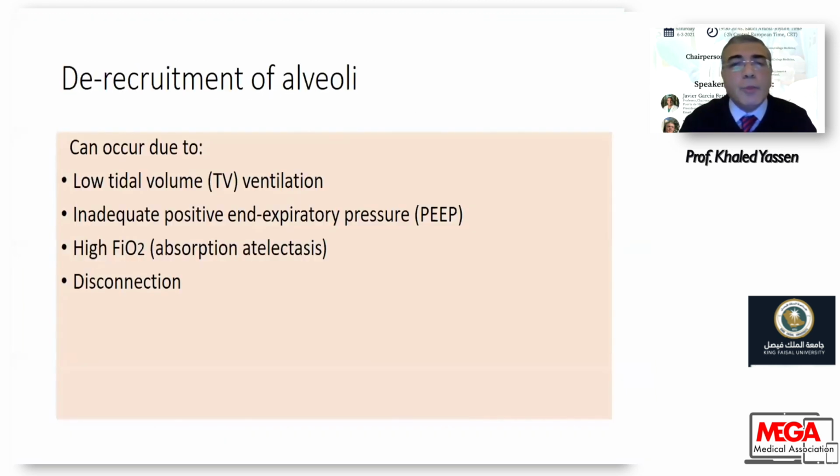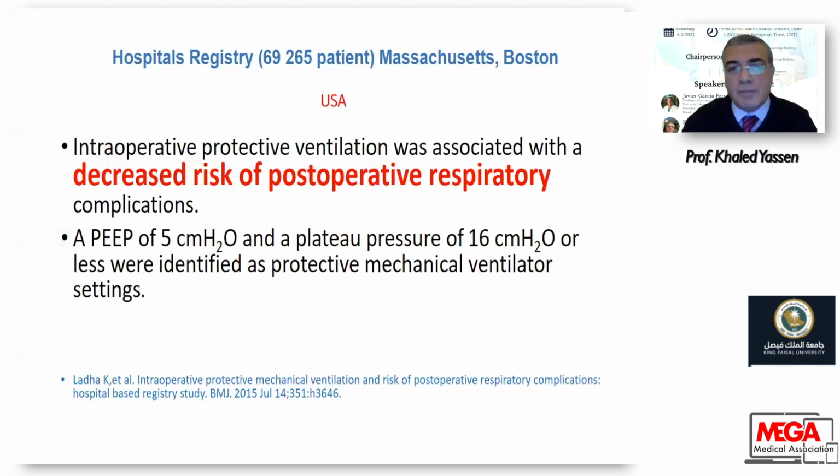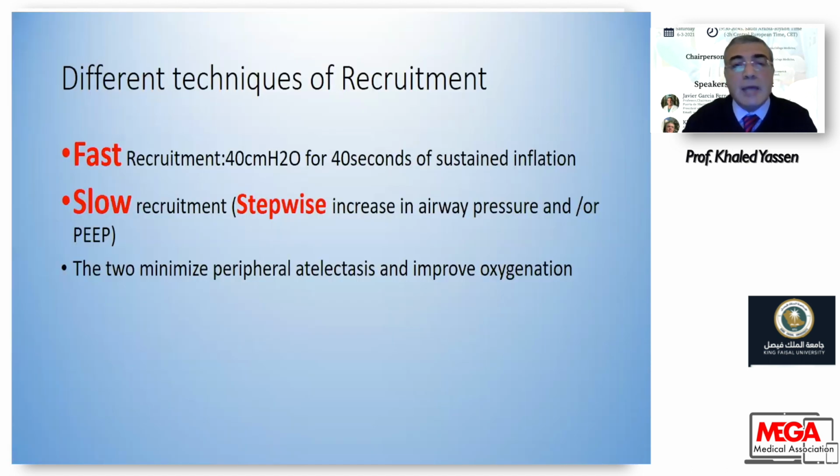The recruitment of alveoli, how can it happen during surgery? If you are giving low tidal volumes, if you don't have an adequate PEEP pressure, if you are using high oxygen concentrations, you can lead to absorption atelectasis, and if there is disconnection. One of the important studies from hospital registry looking after 69,000 patients in Massachusetts, in Boston, actually recommended that we should look after intraoperative protective ventilation. This will help us decrease risk of post-operative respiratory problems and complications.